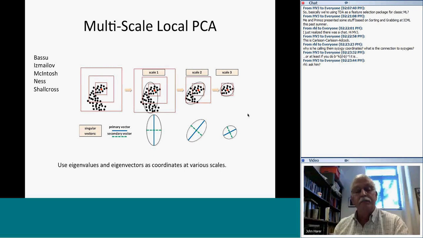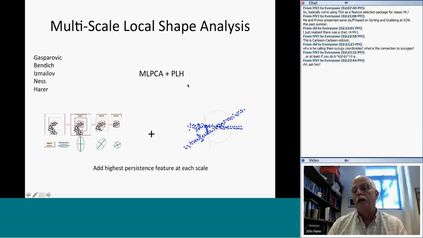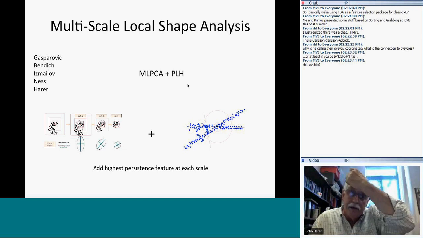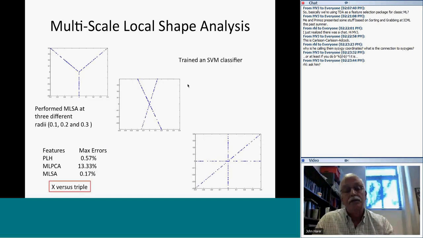So what we decided to do was not to try to repeat that, but rather to add to it the concept of persistent local homology. At each of those individual scales, we computed persistent local homology, and in the main experiment we did, we just took the highest persistent feature as an extra coordinate. That's the PLH. Obviously you could do much more than that. You could do multiple features, you could do all of the features, you could extract anything else you wanted out of the PLH methodology.